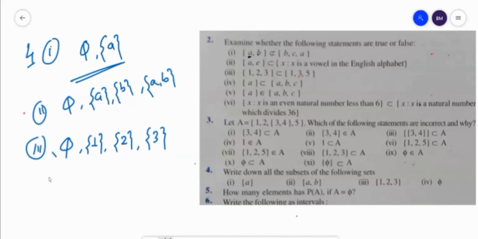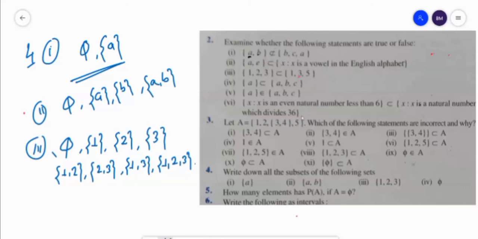Next, what will we write? We will take two elements together: 1, 2; 2, 3; 1, 3. Next, we will take three elements, that implies the full set, 1, 2, 3.